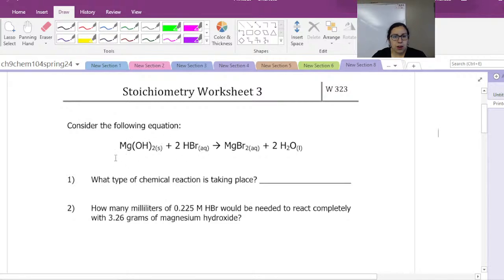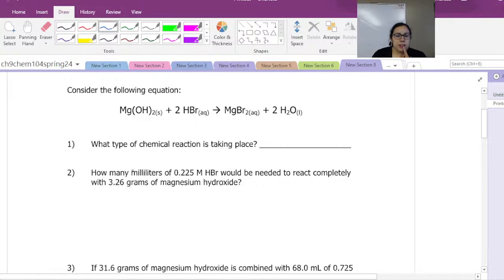So we're given the equation. So magnesium hydroxide plus 2 equivalents of hydrobromic acid give us our neutralization. Oops, I gave that away. But let's look at number 2 then. So how many milliliters of 0.225 molarity hydrobromic acid would be needed to react with 3.26 grams of magnesium hydroxide?